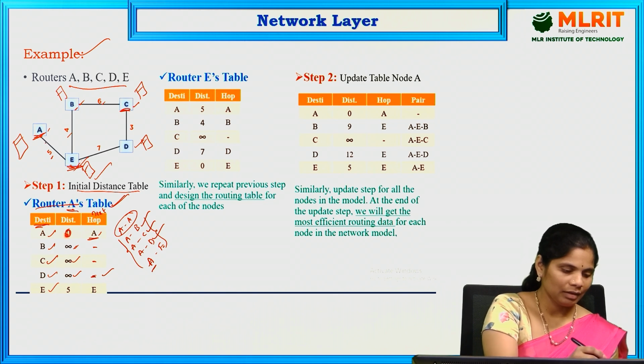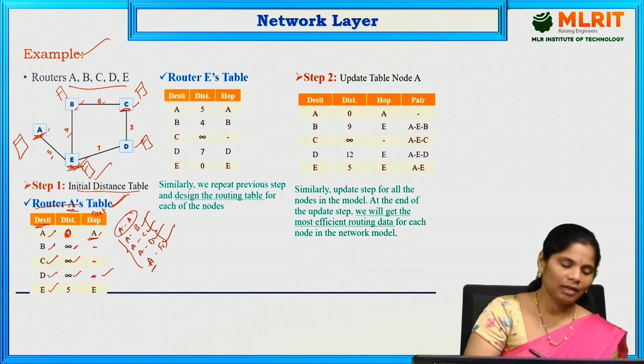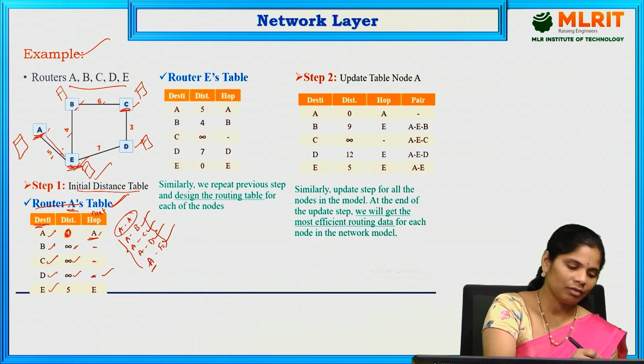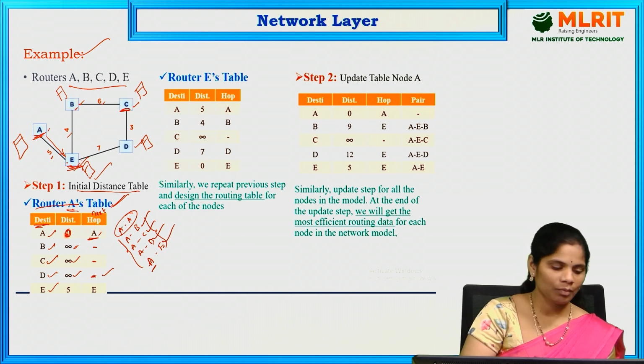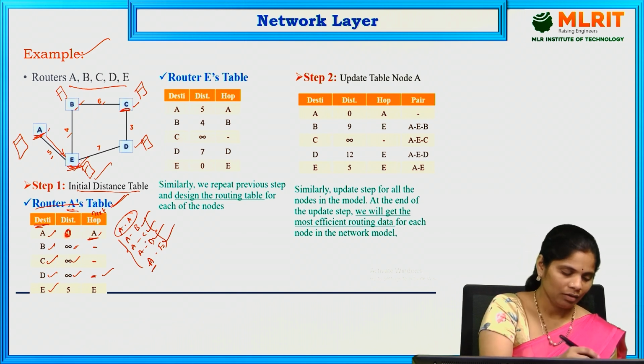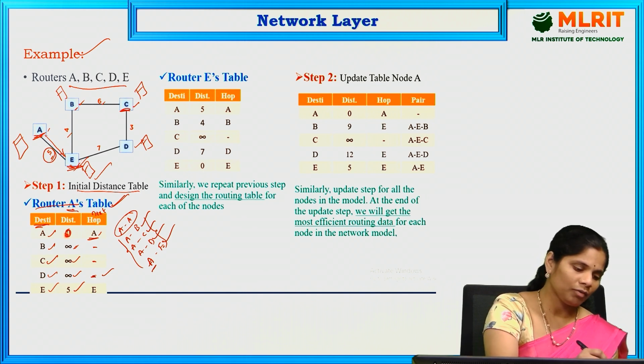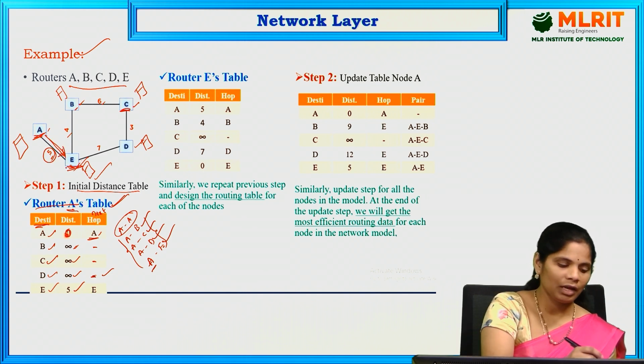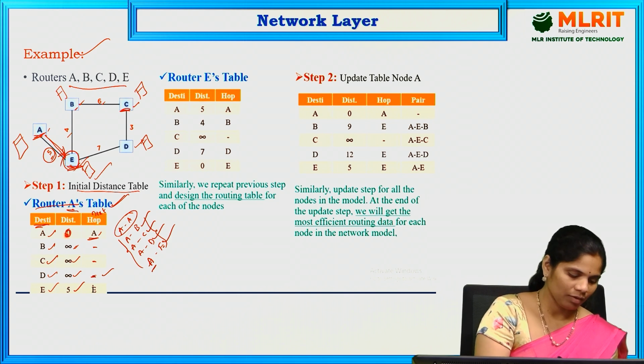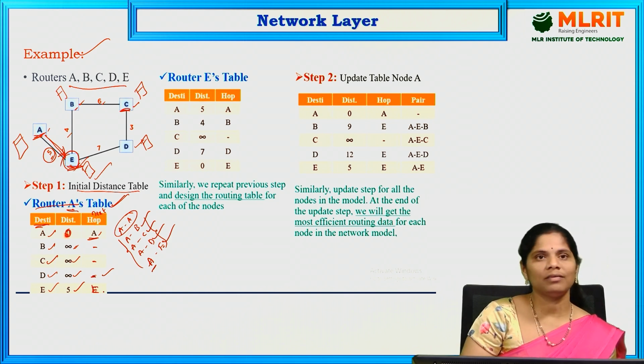And the next one is A to E. For A to E the connection is there. So what do we have to write from A to E? The distance here is 5. We are writing 5. What is the next hop it is going to reach? That is A to E. The next hop is E. We are writing E here. This is the A table.